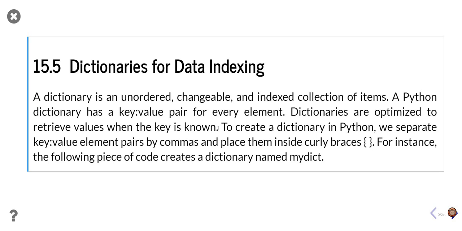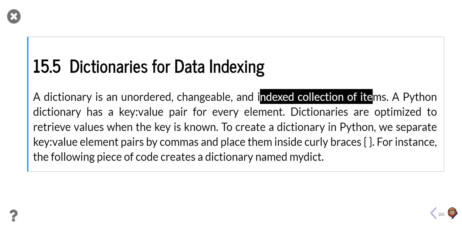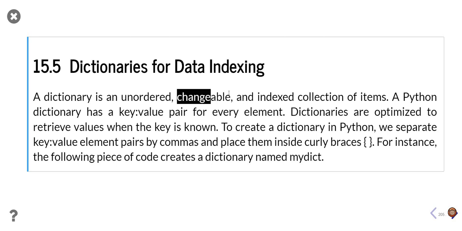And finally, we come to the dictionary. What is a dictionary? You have the answer here. It's unordered, changeable, and an indexed collection of items. The items are indexed, but the dictionary is unordered. Whenever you print the dictionary, it doesn't have to come in order, and that's what unordered means. And you can change it. Remember, under the dictionary there is a key-value pair for every element.